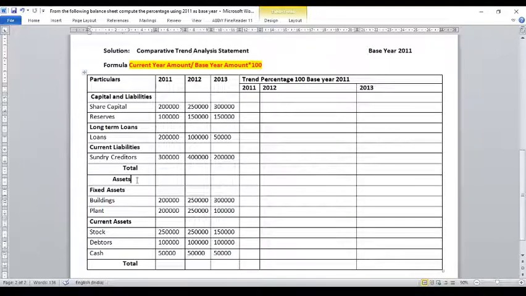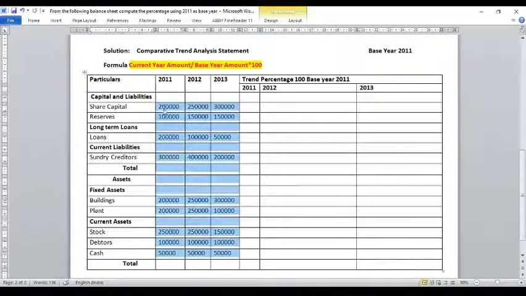Next, under assets, we have 2 categories of assets, that is fixed assets and current assets. Under fixed assets we have building and plant. Under current assets we have stock, debtors and cash. All these amounts are there in the question. We have entered what is given in the question.